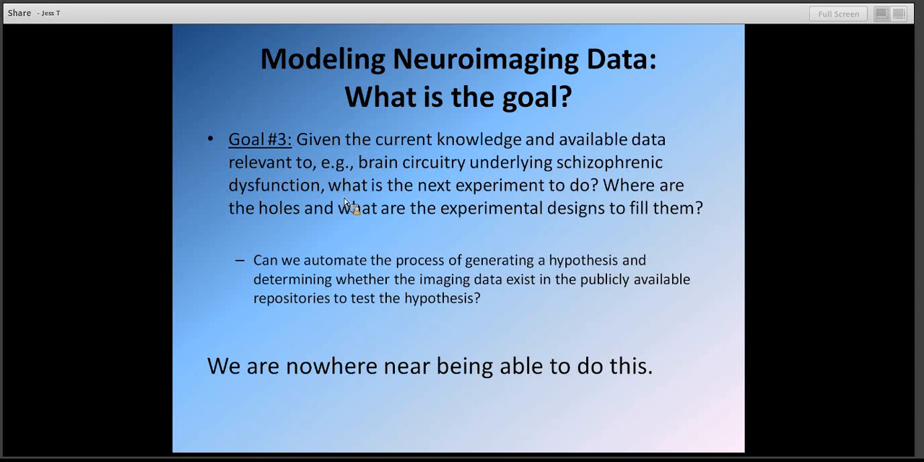Could we automate the process of generating a hypothesis and then determining whether the imaging data already exists in the publicly available repositories that would allow us to test this hypothesis? Now, we're getting closer to this all the time, but we're still a long way away.